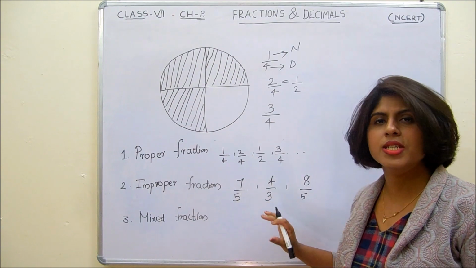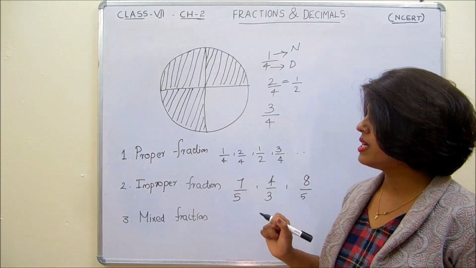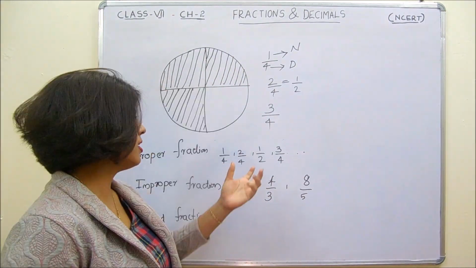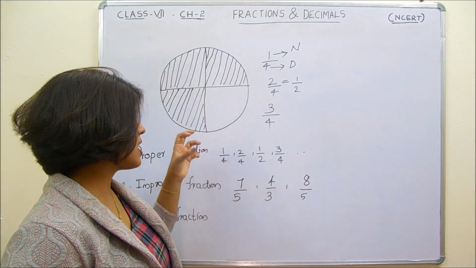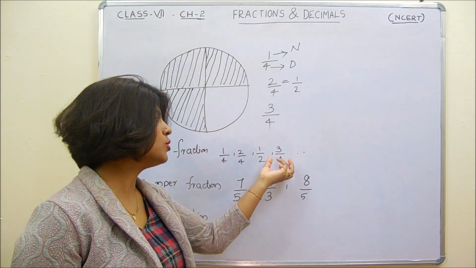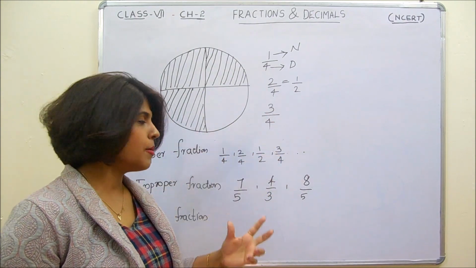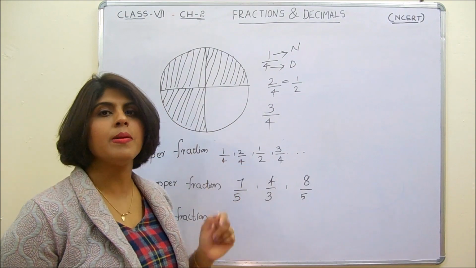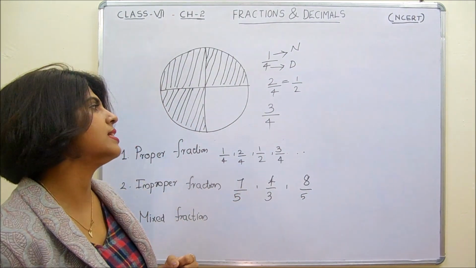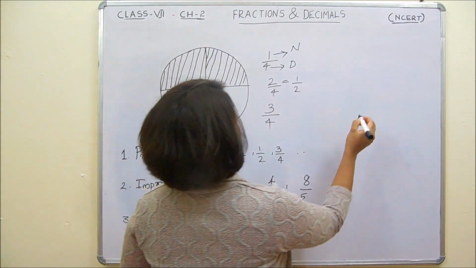Okay, these are the examples for improper fractions. So 7/5. 7/5 means what? Here you have seen out of 4, 1 part. Out of 4, 2 parts. Out of 4, 3 parts. But here out of 5, 7 parts. How can we represent it pictorially? Okay, let us have a look at it.